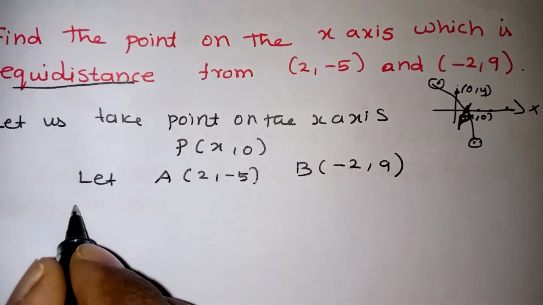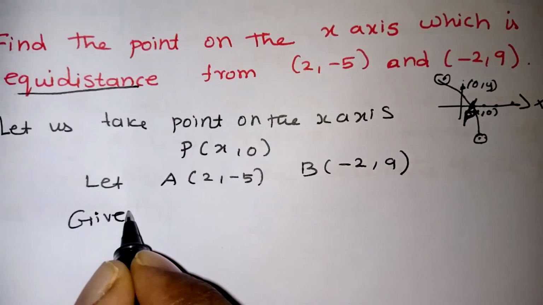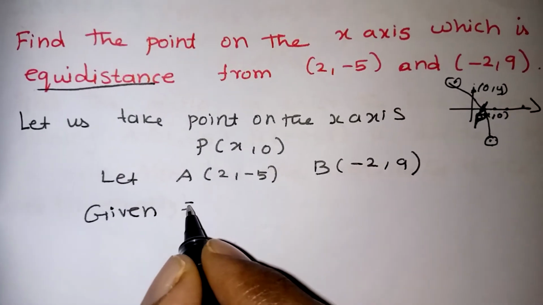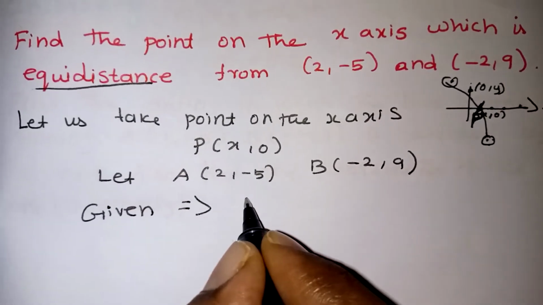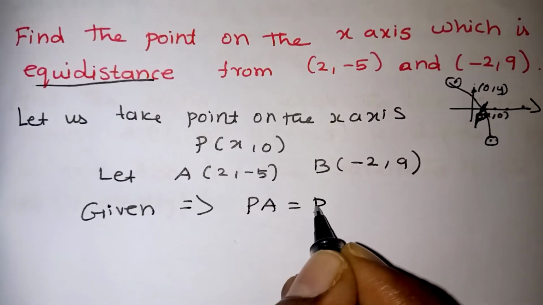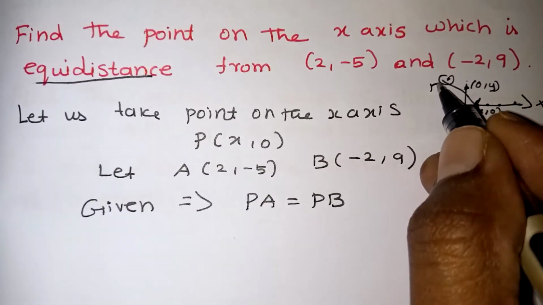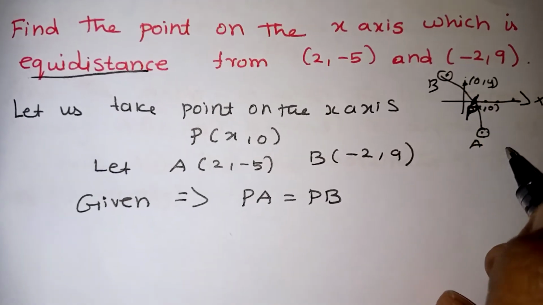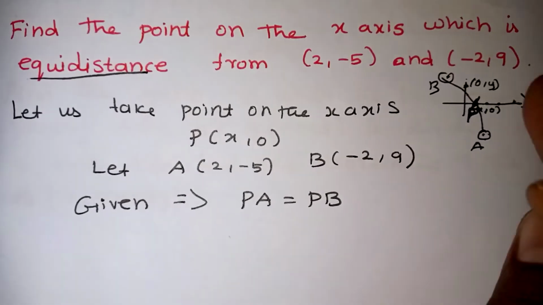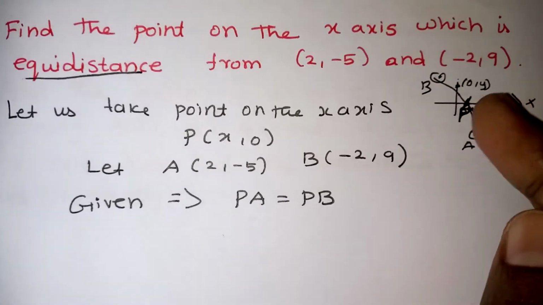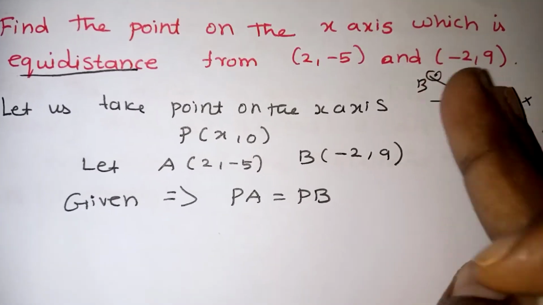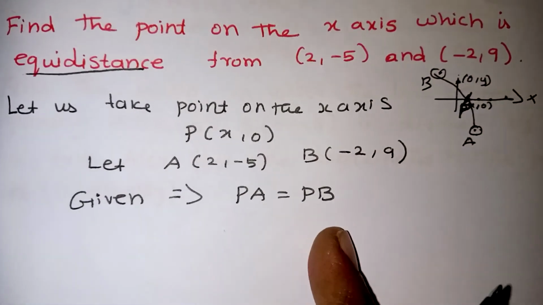So given, what is mentioned in our question? Given that the PA distance and PB distance are both the same. These 2 points are equidistant from the point on the x-axis. That is the given question. You need not draw the diagram; for your understanding, I am drawing it here. No diagram is expected. Now PA equals PB is your correct formula.